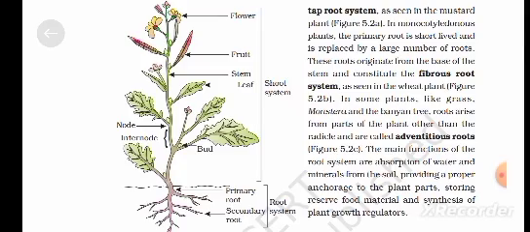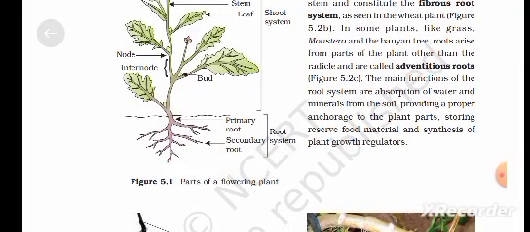In some plants like grasses, Monstera, and banyan tree, roots arise from parts of the plant other than the radicle and are called adventitious roots. The main functions of the root system are the absorption of water and minerals from the soil, providing proper anchorage to the plant parts, storing reserve food material, and synthesis of plant growth regulators.